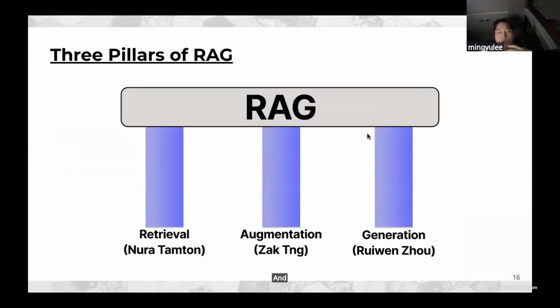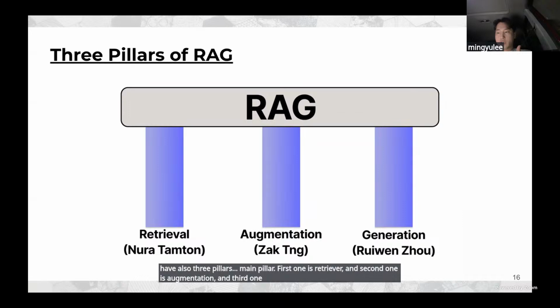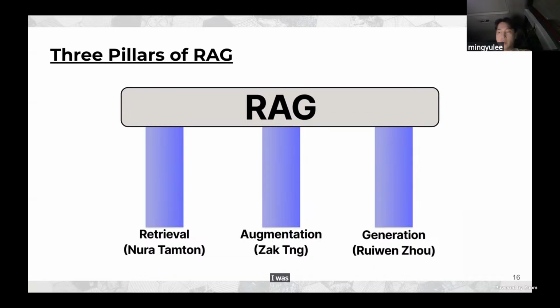And this overview concludes our high-level tour of RAG paradigms. We've seen how RAG addressed key large language model limitations, and how it evolved from a simple concept to a highly flexible framework. The RAG paradigm also has three main pillars. The first one is retrieval, the second one is augmentation, and the third one is generation. These will be introduced in detail by three other presenters after this simple overview.